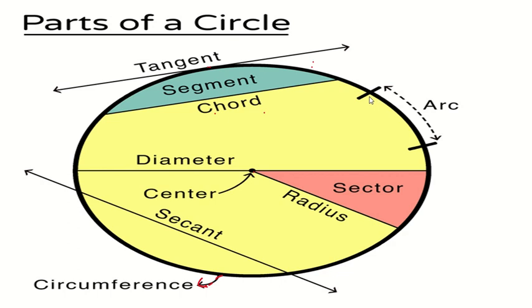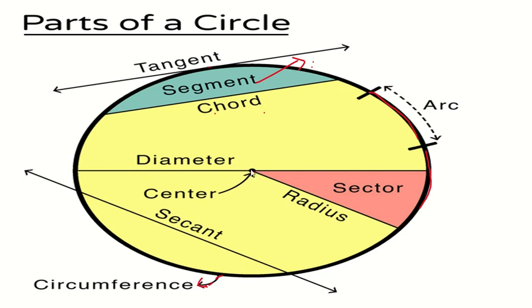Then what is an arc? Any part of the circumference, any part of the circle, is called an arc. What is a chord? A chord is a line segment inside the circle, joining two points on the circle. A region enclosed by the chord is called a segment.